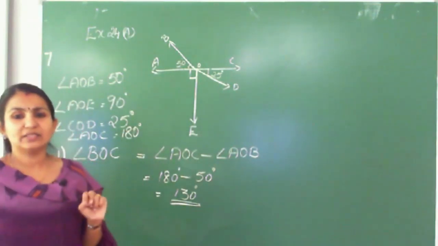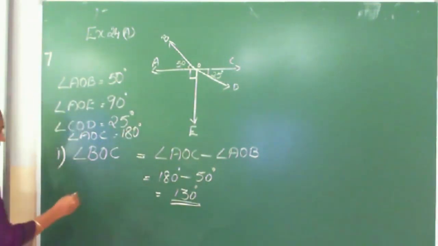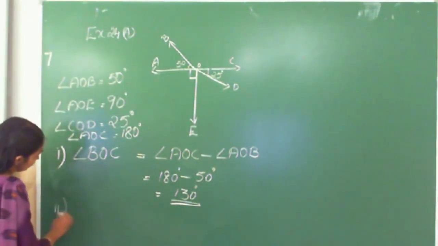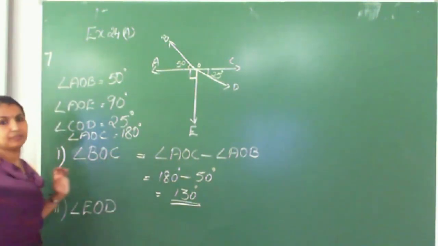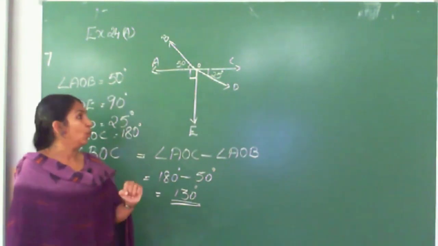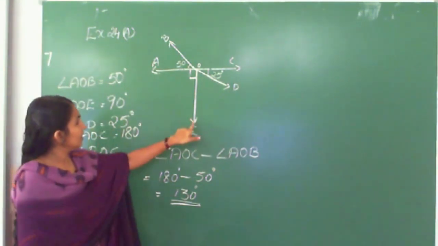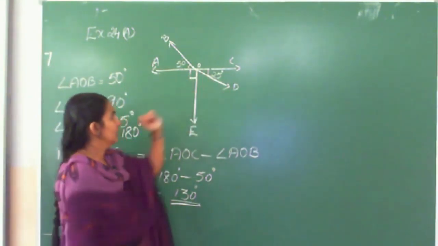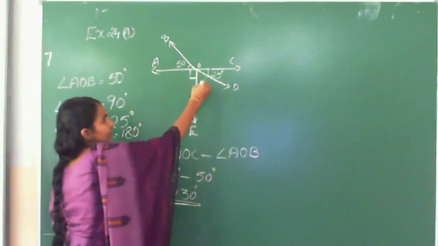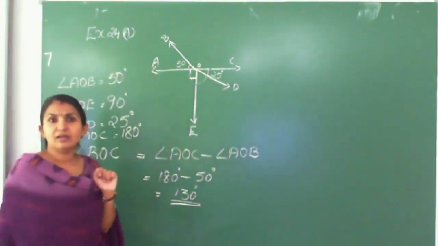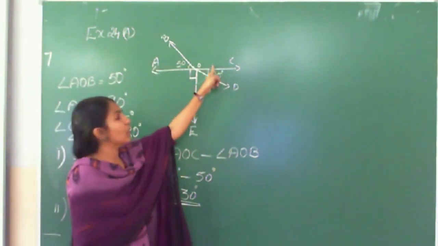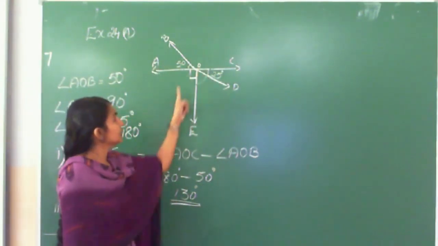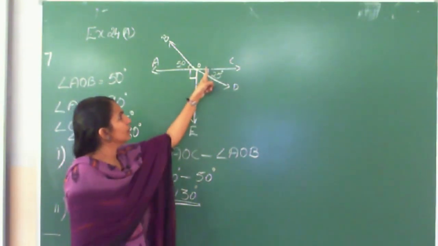Now the second one is angle EOD. Where is angle EOD? This is the angle we need. This one is 90 degrees. This total is 180, this part is 90. What about this part?